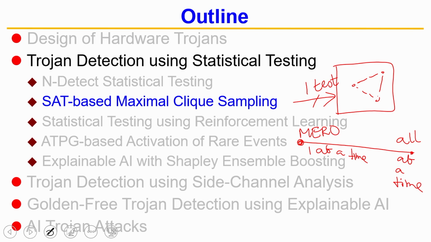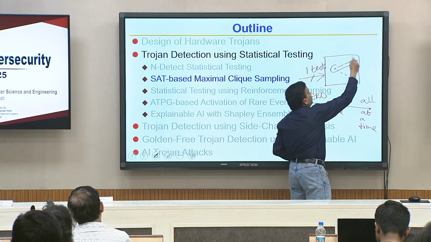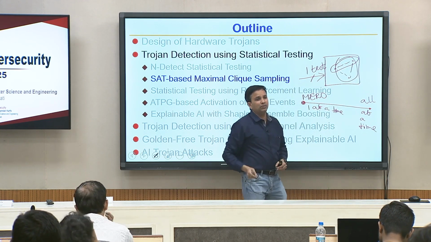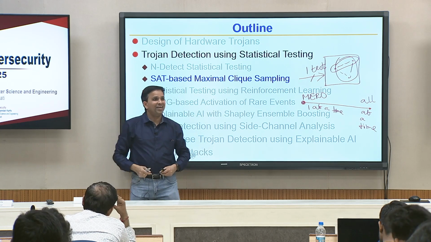Now, if 3 is the total number of rare nodes in the design, whether the attacker uses one of them, 2 of them, or all 3 of them, it does not matter, the test case is guaranteed to cover. But you may not have a test case of such a category.